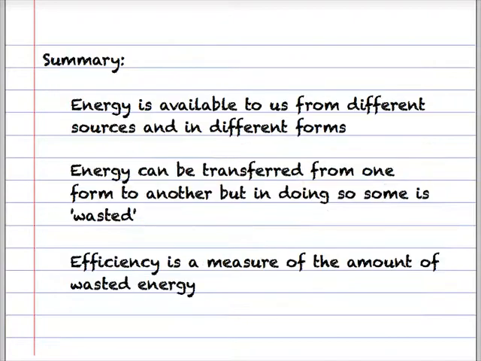So in summary, energy is available to us from different sources and in different forms. Energy can be transferred from one form to another, but in doing so, some of the energy is wasted. This leads to efficiency, and efficiency is a measure of the amount of energy wasted, and we can calculate it by looking at the useful output energy divided by the total input energy.